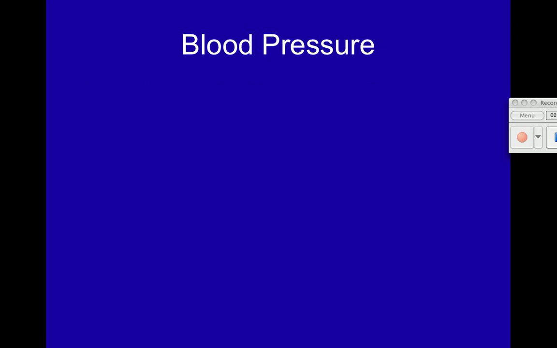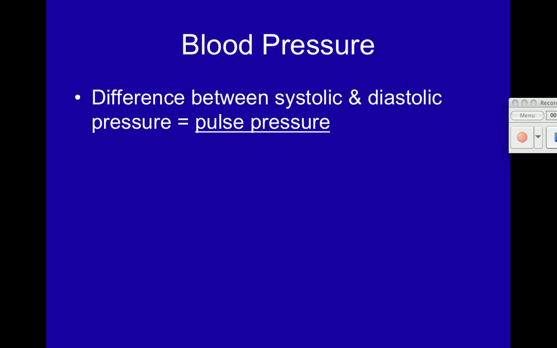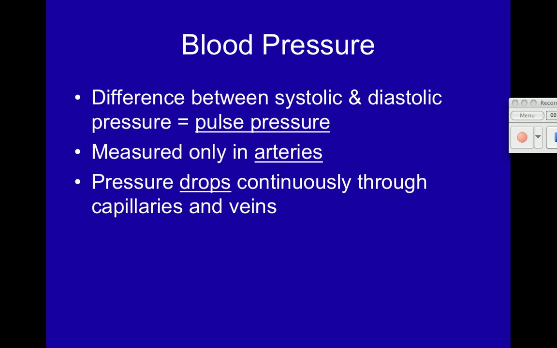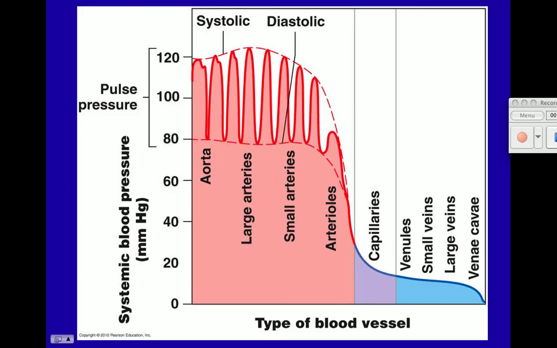Now the difference between the two numbers is referred to as the pulse pressure. So in other words, how much pressure your heart actually is able to generate. Now blood pressure is only measured in the arteries because the pressure as you move through the capillaries and veins continuously drops off. And you can actually see this here on this diagram. We get this alternating systolic and diastolic pressure in the arteries, but once we get to the arterioles and into the capillaries and veins, it simply drops off to almost nothing, like I talked about when we get back to the heart.